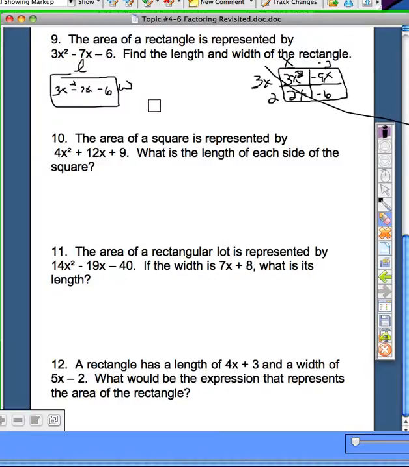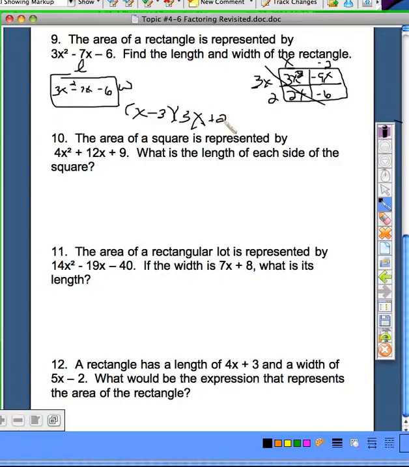Okay. So we're going to write our two factors. We have x minus 3 and 3x plus 2. Again, my writing's bad. I've got to figure out how to get my Mobi to work again.